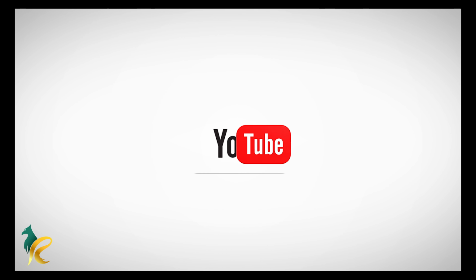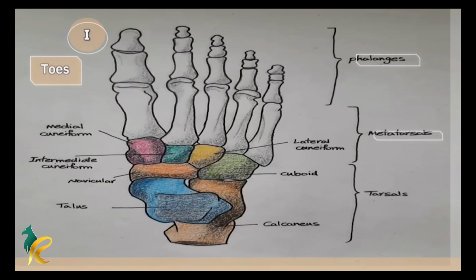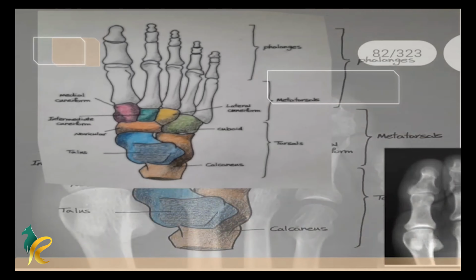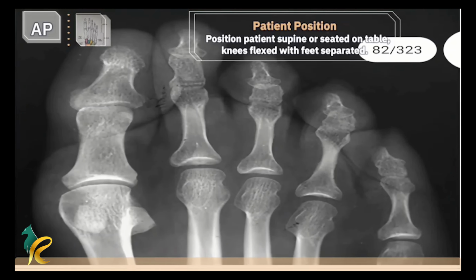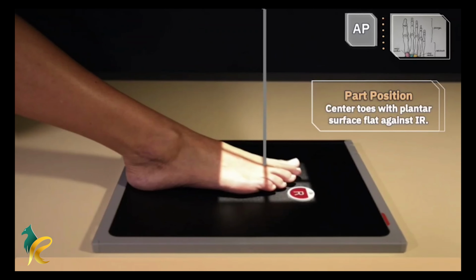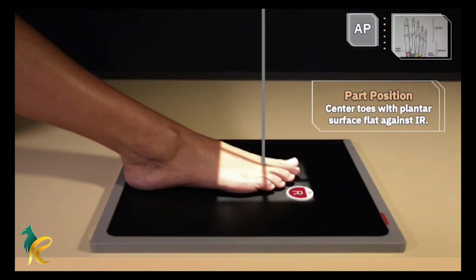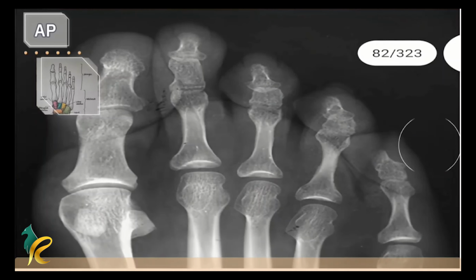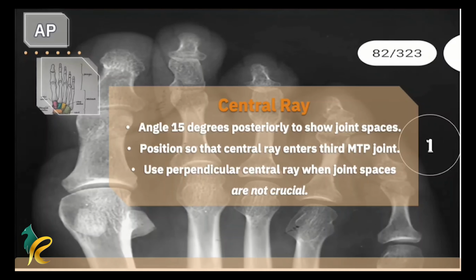So let's get started. For the toes imaging, we have AP, oblique, and lateral. For the AP imaging or AP axial, our patient must be either supine or seated on a table with their knees flexed and their feet separated. We must center the toes with their plantar surface flat against the IR. Our central ray is angled 15 degrees posteriorly, so we can have a better image of the joints.